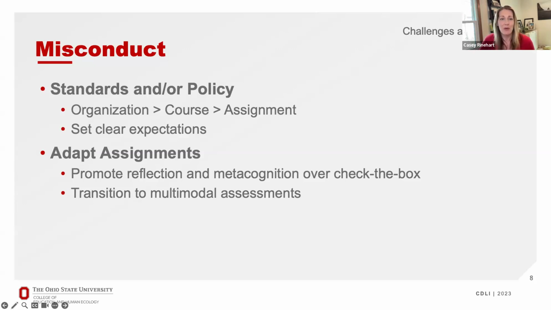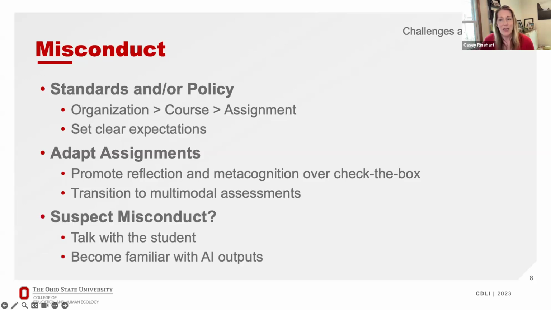And lastly, what do you do if you actually suspect misuse? So, it's a murky time, and I would say that my biggest recommendation would be to start by talking with the student if that's available. We know that those plagiarism checkers are biased and unreliable, and we know that we've seen an increase in academic misconduct cases.